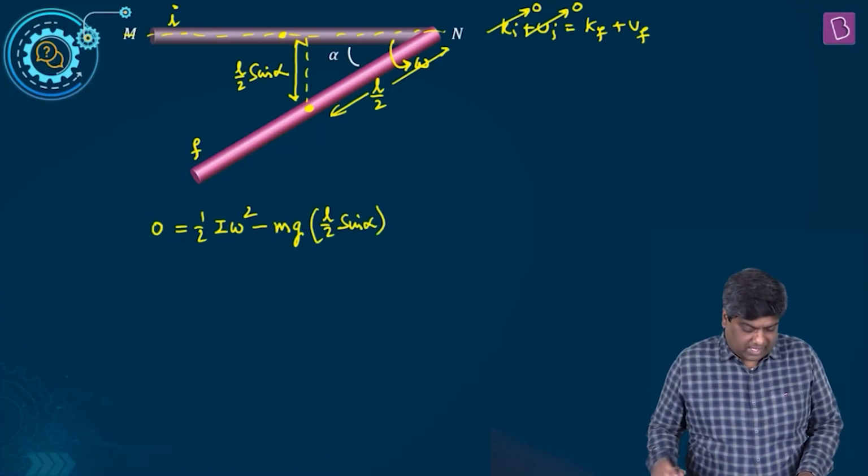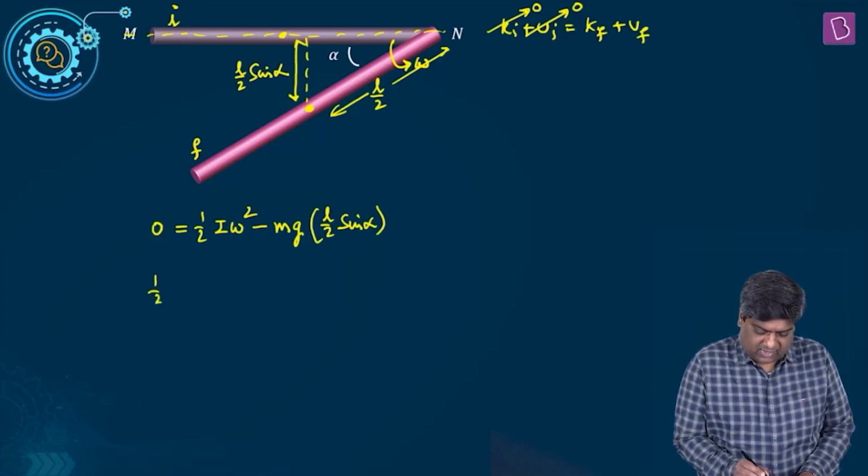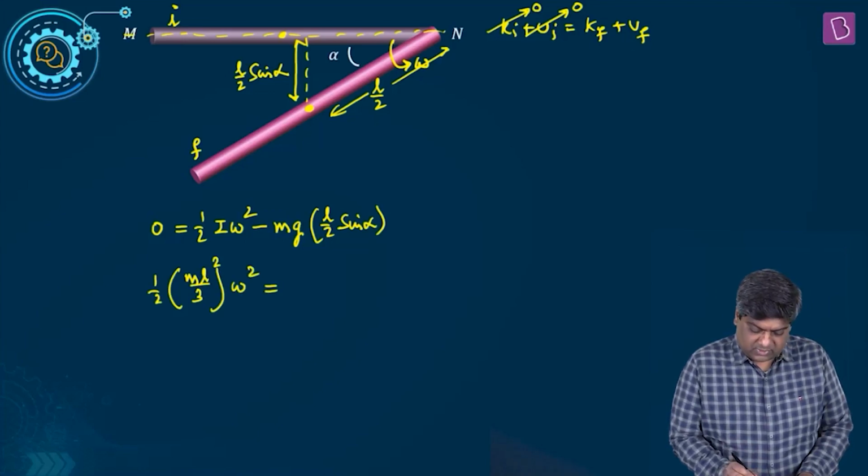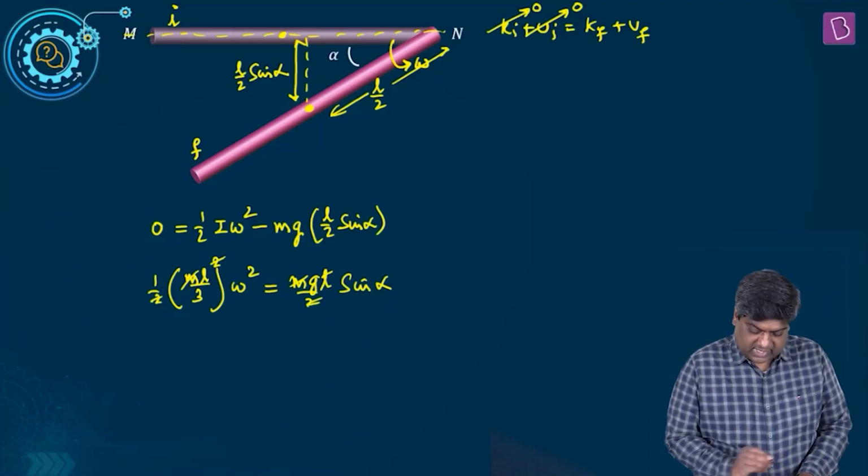Now let's solve for omega. So I'll have half I, which we have already discussed, ml squared by 3, omega squared must be equal to, take the negative term to the other side and it will become positive. So that will be mg L by 2 sine alpha. M gets cancelled, one L gets cancelled, 2 gets cancelled.